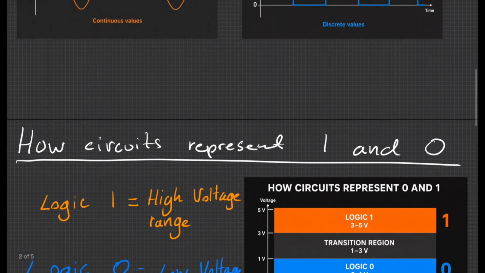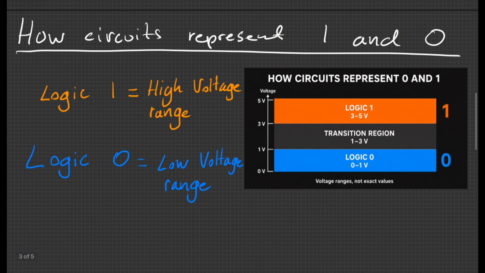So, in terms of why computers represent zeros and ones: in computer language, logic 1 represents a high voltage range. In this little chart I have here, 3 to 5 volts would be our high voltage range, and logic 0 would represent a low voltage range, roughly 0 to 1 volts.